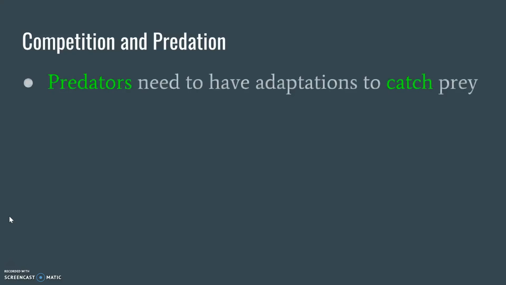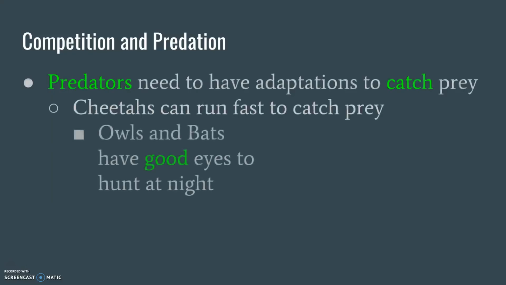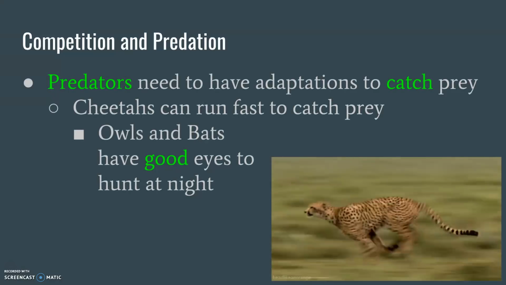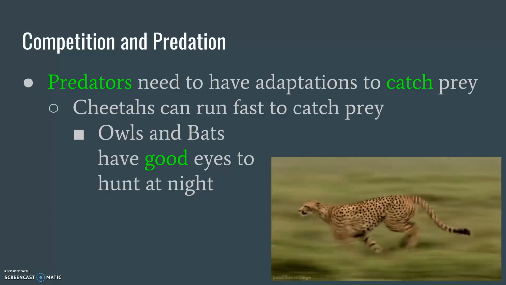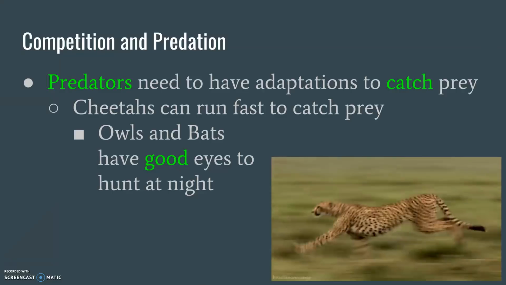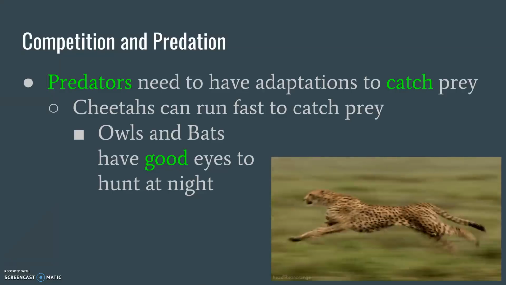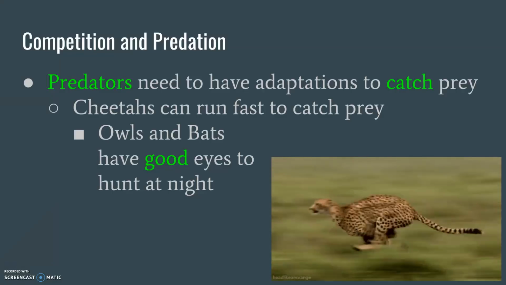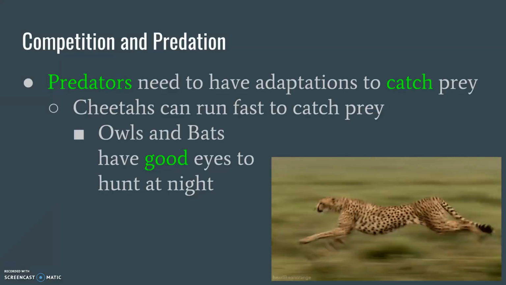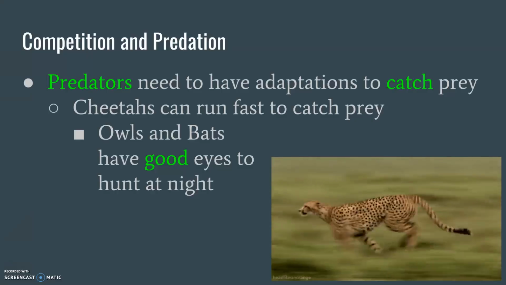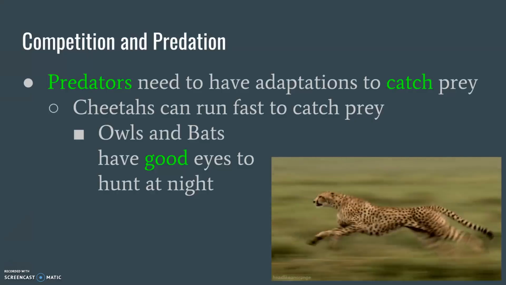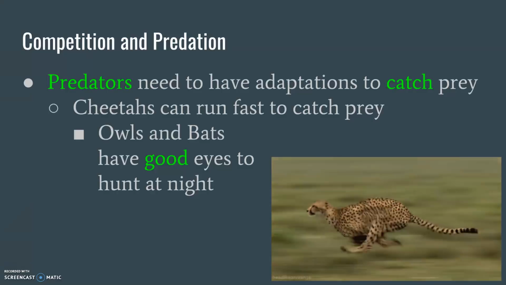So predators need to have adaptations to catch prey. These are pretty easy. Cheetahs are very fast, like this one right here. Cheetahs run very fast in order to catch whatever they're trying to catch. The antelope, the deer, I forget what those little guys are called. Owls and bats have really good eyes to hunt at night. Claws, big sharp teeth, really good smell. All of those are predator adaptations. They need to be able to hunt their prey.